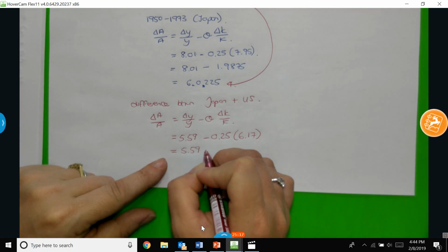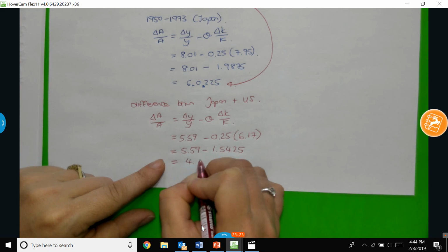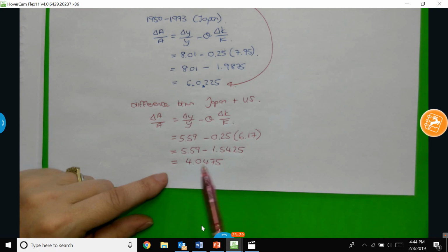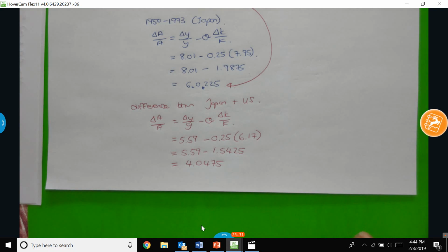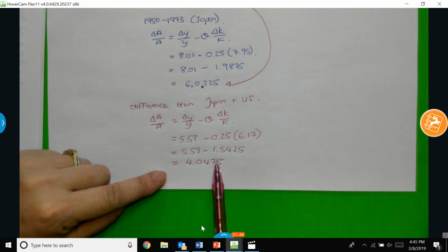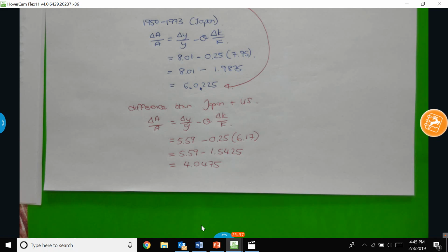If we then work with the figures, 5.59 minus 1.5425 is equal to 4.0475. Okay. So what this is suggesting is that of the difference in output growth between Japan and the US, that difference was accounted for mostly by differences in technological change, and specifically differences in the rates of technological change between the two countries accounted for 4.0475 of the difference in output growth per person between the two countries. Okay.